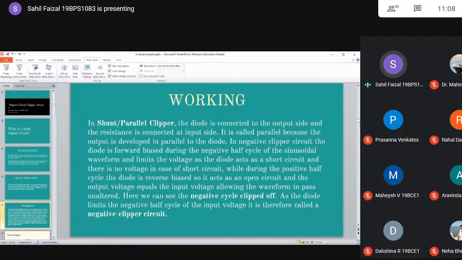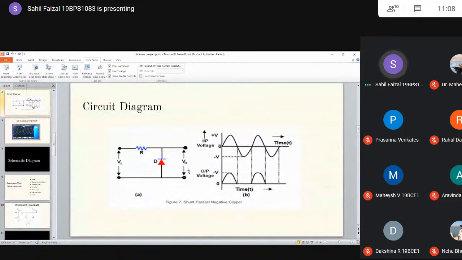But depending upon the value of voltage and the resistance we provide, we can see some portion of the positive waveform also getting reduced. Here we can see the negative cycle clipped off as a result of this. As the diode limits the negative half cycle of the input voltage, it's called a negative clipper circuit. This is the circuit diagram of a shunt parallel negative clipper. You can see the input waveform and how the negative portion gets chopped off or limited.